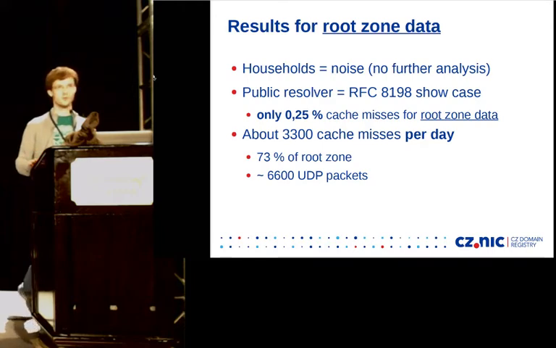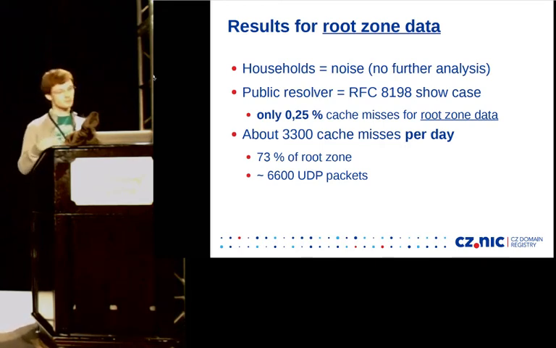On the public resolver, the aggressive use of cache is the absolutely perfect thing you can do. It's the showcase for the RFC. When we focus on the root data, the average cache miss ratio was 0.25%, which is perfect. It translates to approximately 3,300 cache misses per day, which is about 6,000 UDP packets between the root servers and the resolver a day.